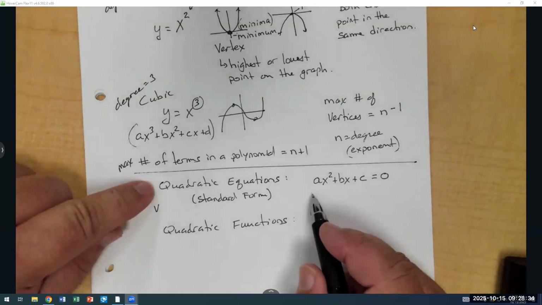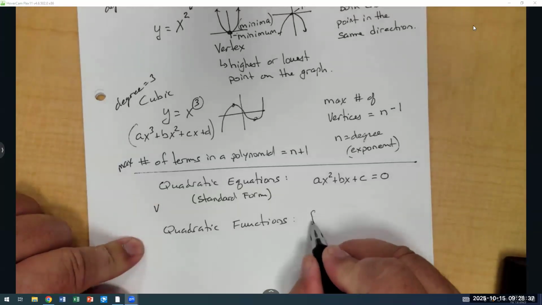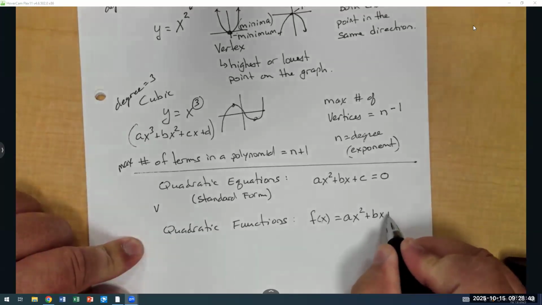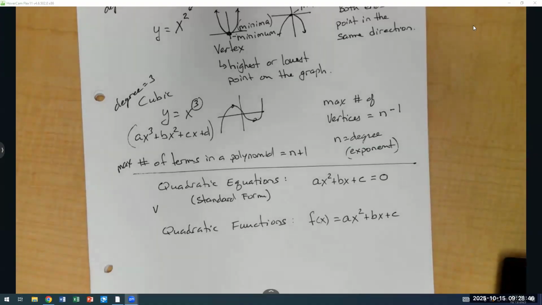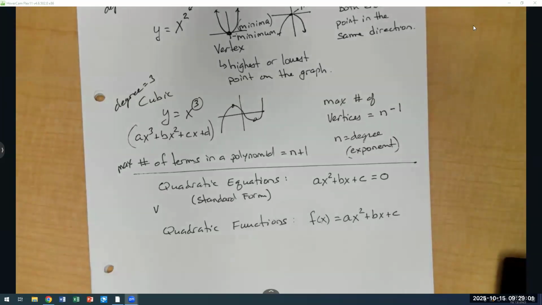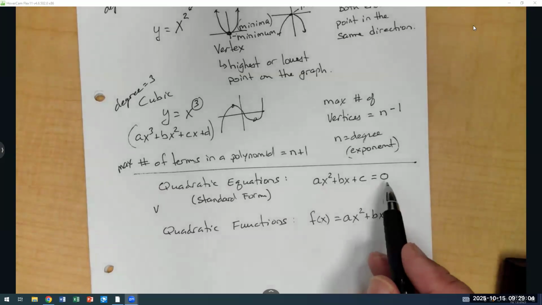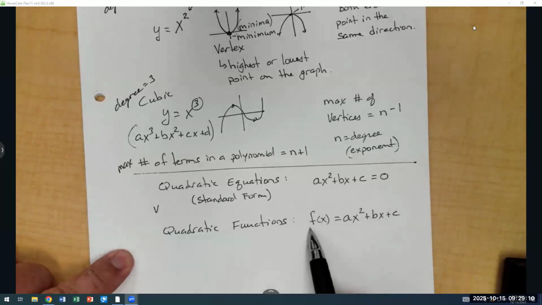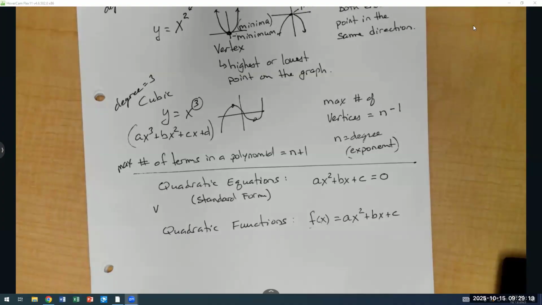Now, the difference between quadratic equations and quadratic functions: a quadratic function looks like this. So what's the difference? An equation, because it's an equation, it has to equal something. It equals zero in this case. We set it up equal to zero. A function simply has to equal some expression. And it doesn't equal anything until we put an x value in there.